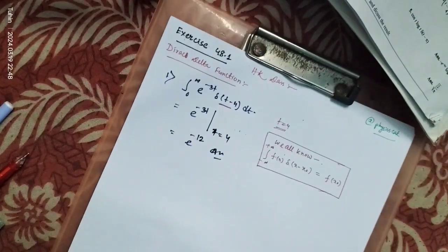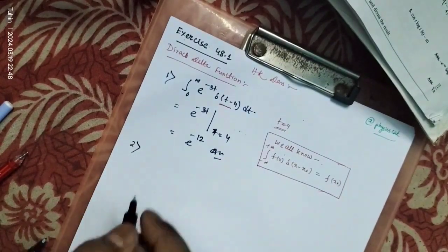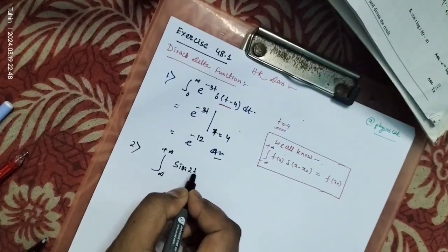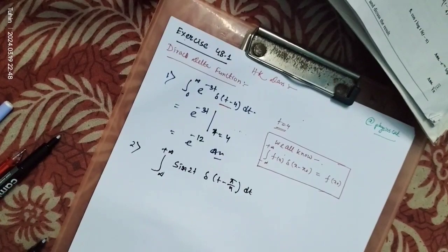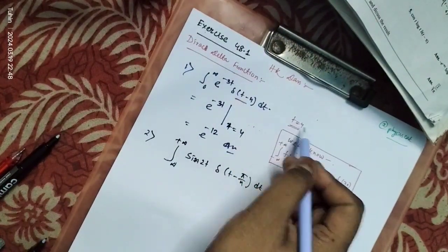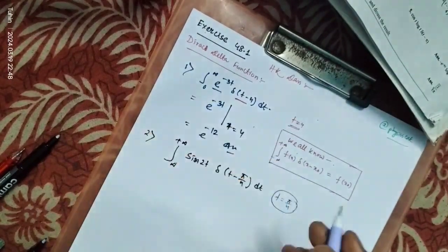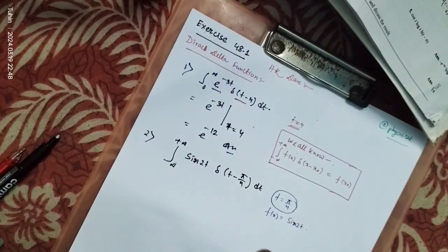Now going to the second problem. What is given? Minus infinity to plus infinity of sin 2t delta of t minus pi by 4 dt. Here also I can solve this using this property. Here t equal to pi by 4, and in the previous problem f of x was e to the power minus 3t, but here f of x equals sin 2t. So this is a small difference between these two problems, but the process is the same.